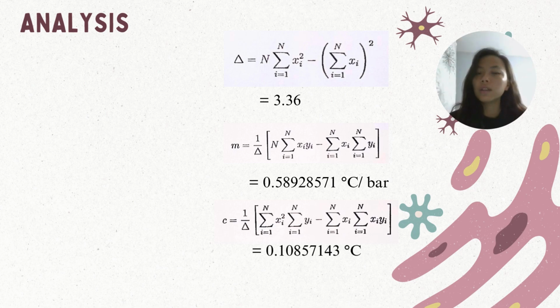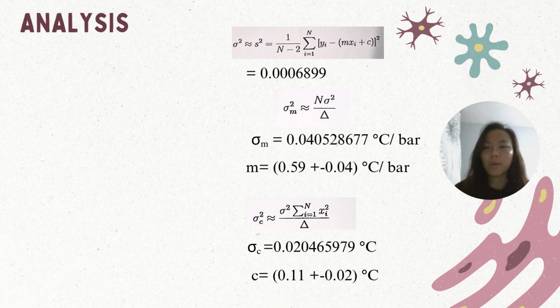The gradient we find using this equation is 0.5892 degrees Celsius per bar, and then the intersection point is 0.10857 degrees Celsius.